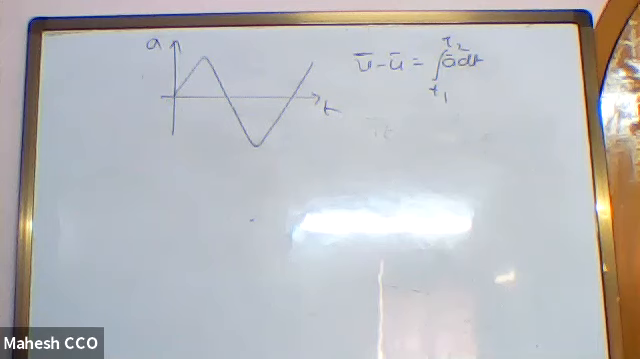Area under the graph in this interval is found to obtain the change in velocity during this interval.